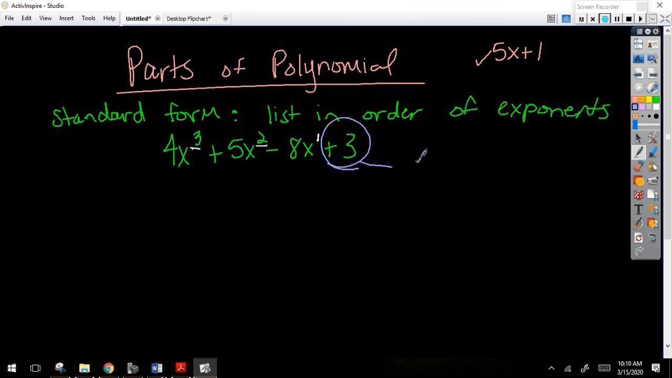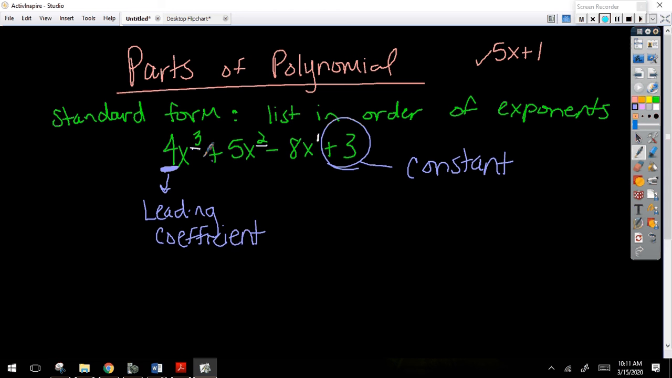The number on the end with no variable is what we call a constant. When it's in standard form, and that's the key here, it has to be in standard form before you can use this definition, the number that leads the equation in standard form, the coefficient there in the front, is what we call the leading coefficient. And if it's not in standard form, the leading coefficient is still the coefficient that is hooked to the term with the biggest exponent, okay?